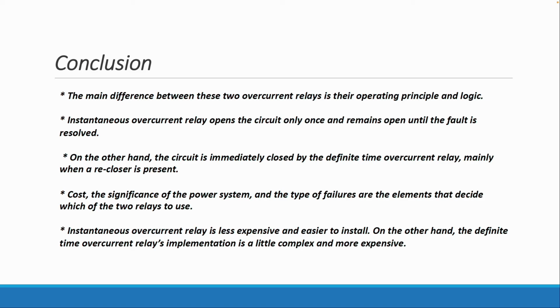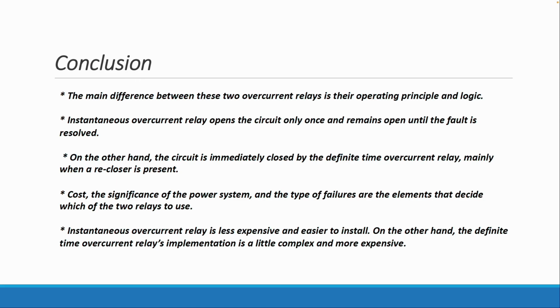Now moving into the conclusion, the two relays are fundamentally different from one another only in terms of logic and working principle. Once the circuit is opened by an instantaneous overcurrent relay, it stays open until the problem is fixed. Whereas in the definite time overcurrent relay, the circuit is closed, held for a definite period of time, and closes back if an auto reclosure is available.